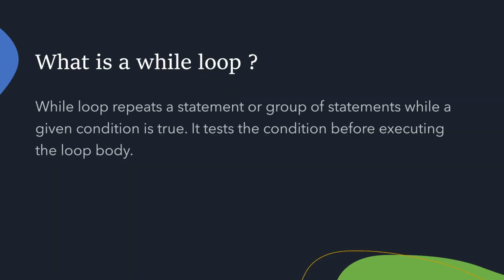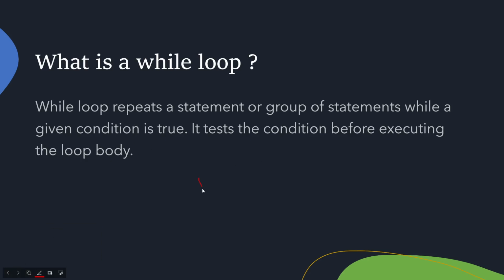So the first question which will arise in some of the minds, which should not arise because I told you, but some people are only watching this video for the while loop. So let me just tell them what a while loop is. A while loop repeats a statement or a group of statements while the given condition is true. It tests the condition before executing the loop body. Now this is a very easy sentence, but let me explain it.